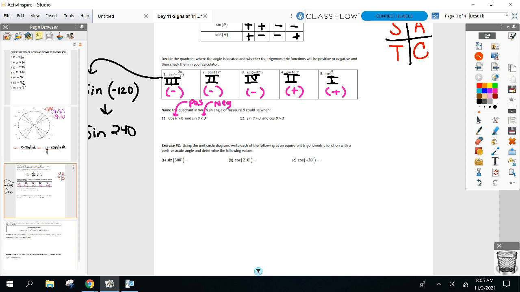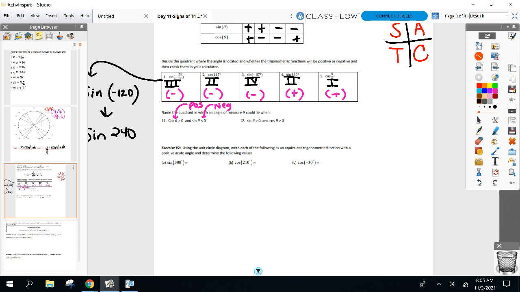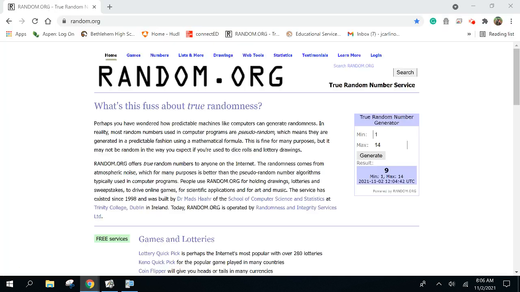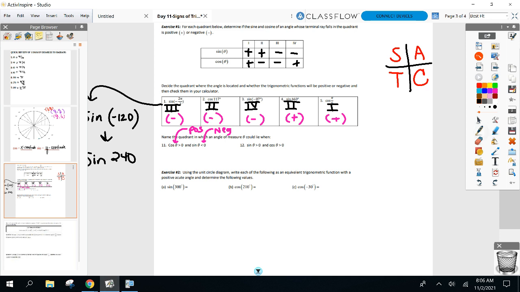Don't yell anything out. Okay? I'm looking for the one and only one quadrant where cosine is positive, but at the same time, sine's negative. Everyone see what I'm asking before I ask somebody? Where is cosine positive, but at the same time, sine is negative? What quadrant am I in right now? Quadrant 4. There you go. It's the only place where cosine's positive and sine's negative at the same time.